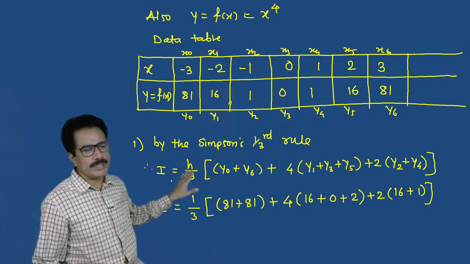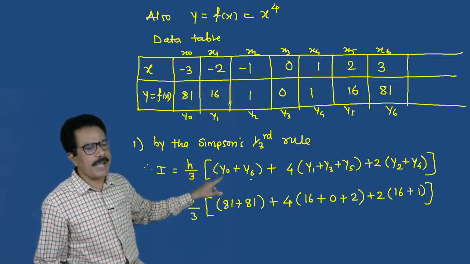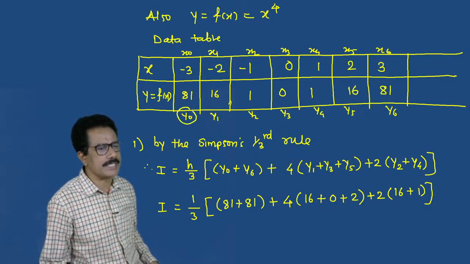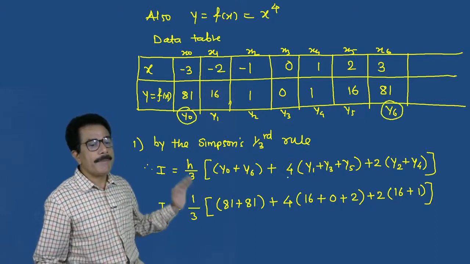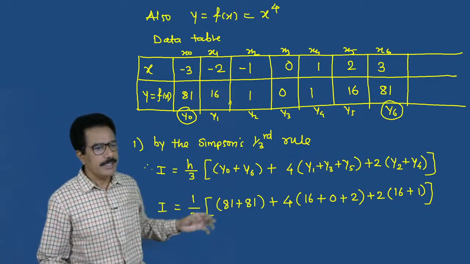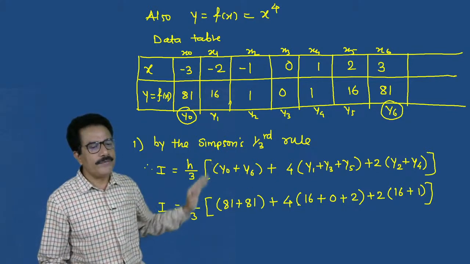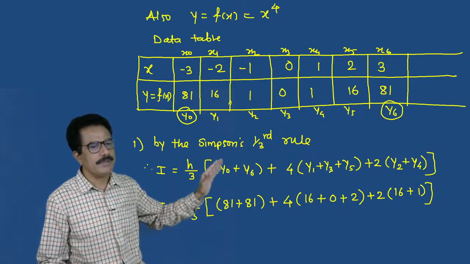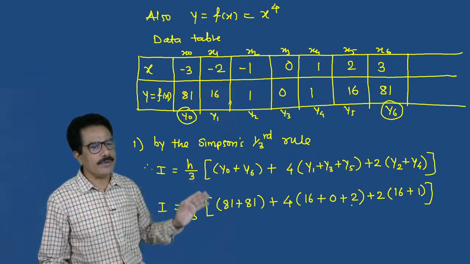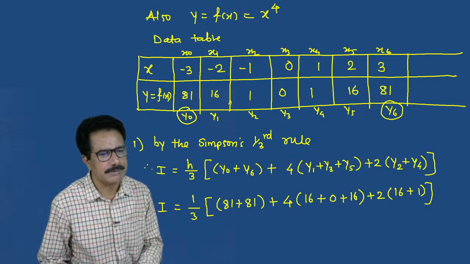So the Simpson's 1/3 rule is h/3 into y0 plus y6, the first and last term, plus 4 times the odd terms plus 2 times the even terms. Okay, so put this value. y0 means 81, y6 means 81, plus 4 into y1 means 16, y3 means 0, y5 means 16.